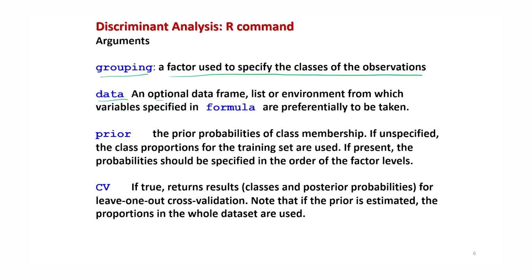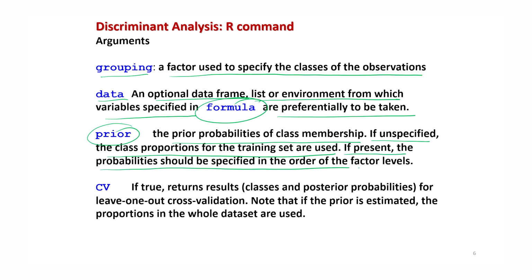Data is an optional data frame, list, or environment from which the variables specified in the formula are preferentially taken. Then you will have prior. The prior probabilities of class membership are indicated by this option, prior. If this is unspecified, the class proportions of the training set are used, and if it is present, the probabilities should be specified in the order of the factor levels. And if you don't do anything, then it will take equal probabilities.